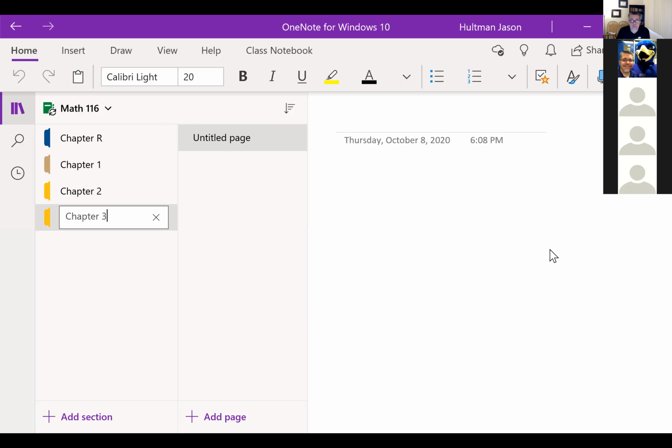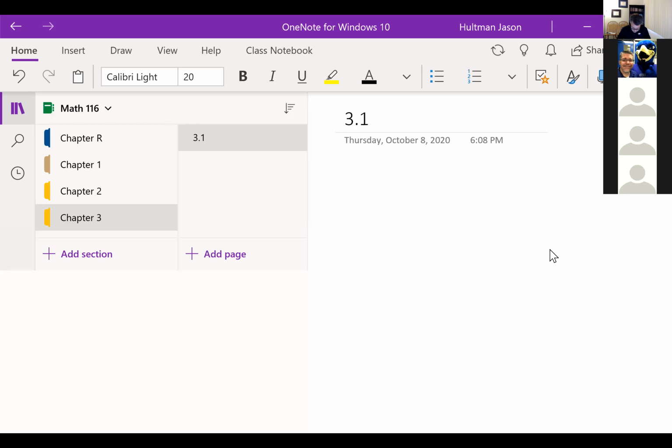Okay. So this is my untitled page. My untitled page is 3.1, 3.2 notes.